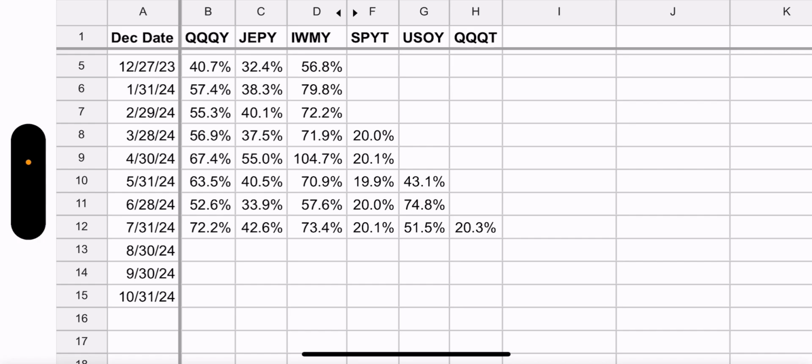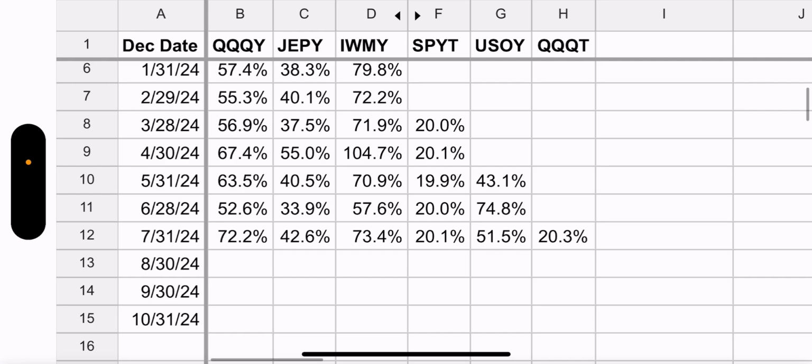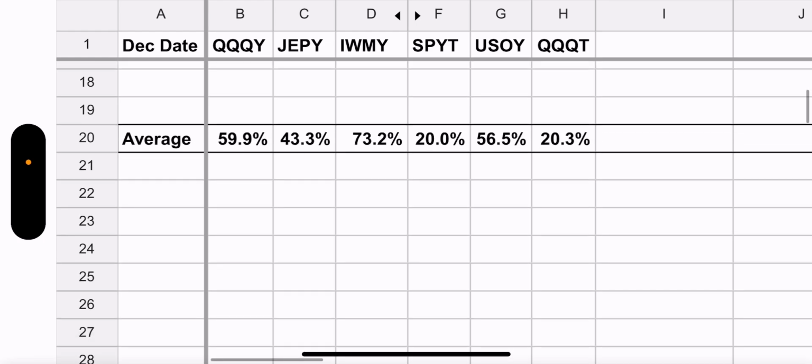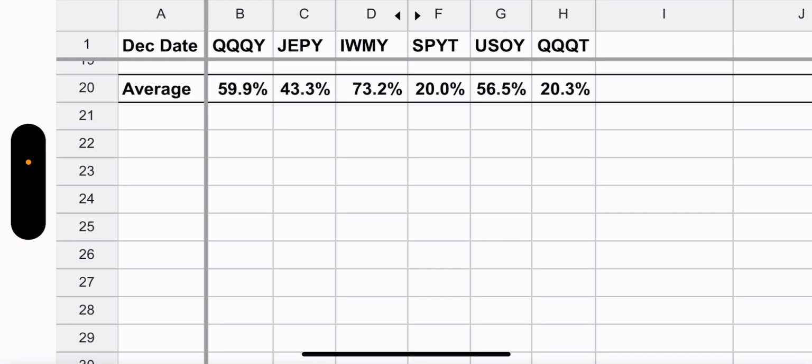So the latest distribution, if you could see, what they yielded. QQQY yielded 72%, JEPY 42%, IWMY 73%. SPYT, QQQT, always 20%, and USOY 51%. So looking at the average yields, this is where they stand. IWMY, back, number one. QQQY is actually ahead of USOY, so that's number 2, and then USOY number 3. JEPY is at 43%, number 4.